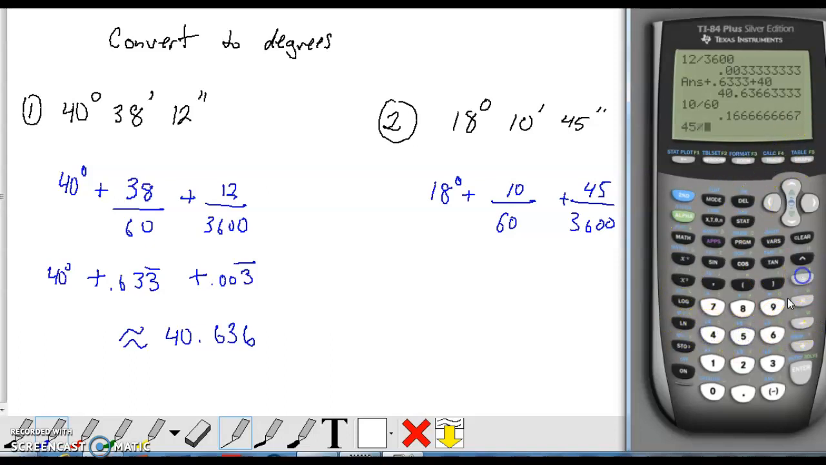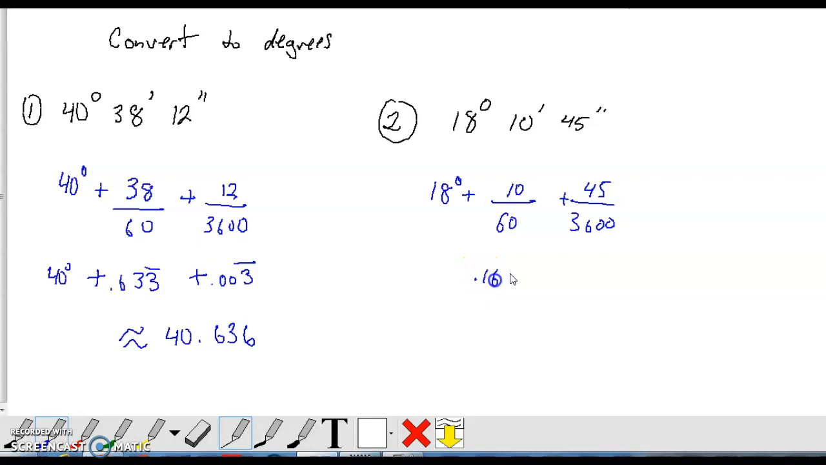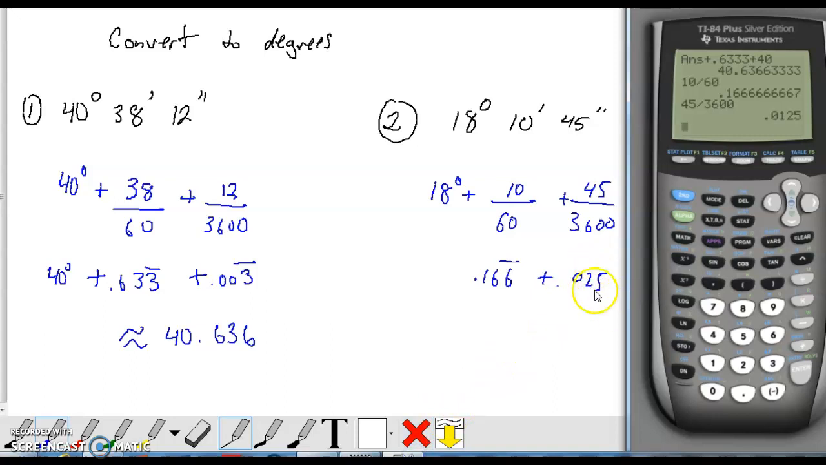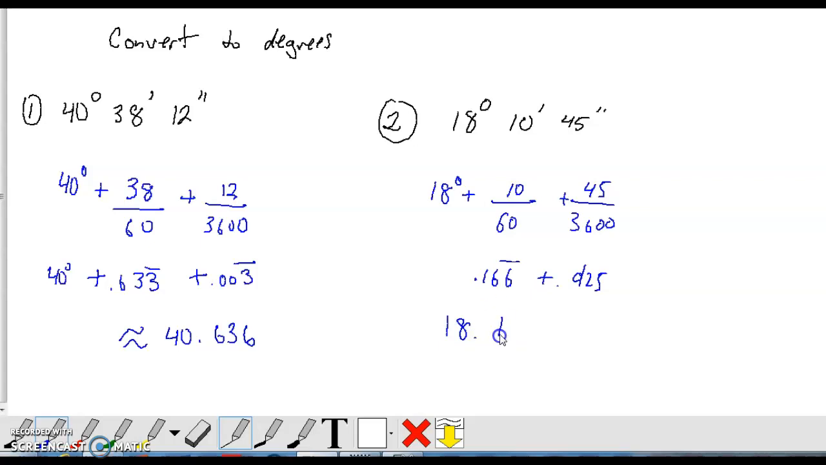45 divided by 3,600 gives us 0.0125. So again, 0.166, 0.0125, sorry. And then we're going to add these up. So we're going to say plus, and then plus that, and then plus our 18. And it gives us about 18.179. Right, 18.179. So again, remember that these are all now decimal degrees, so we no longer have minutes or seconds.